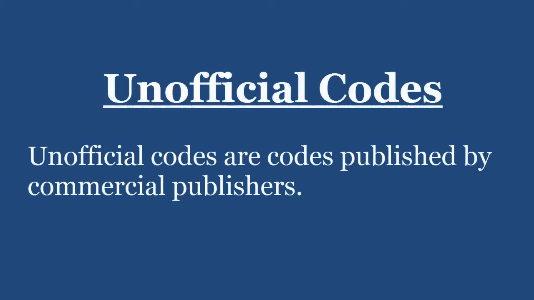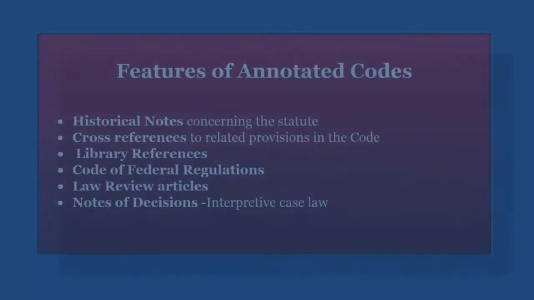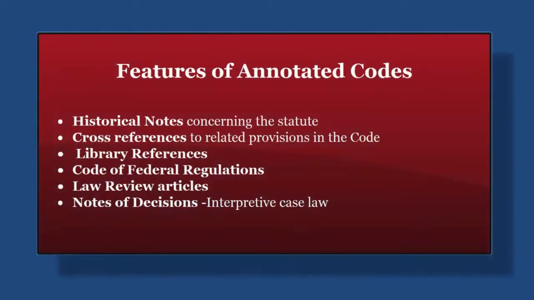Unofficial codes are codes published by commercial publishers. The unofficial annotated codes contain editorial enhancements to help you further your research. This can include historical notes, cross-references, and notes of decisions to interpretive case law.